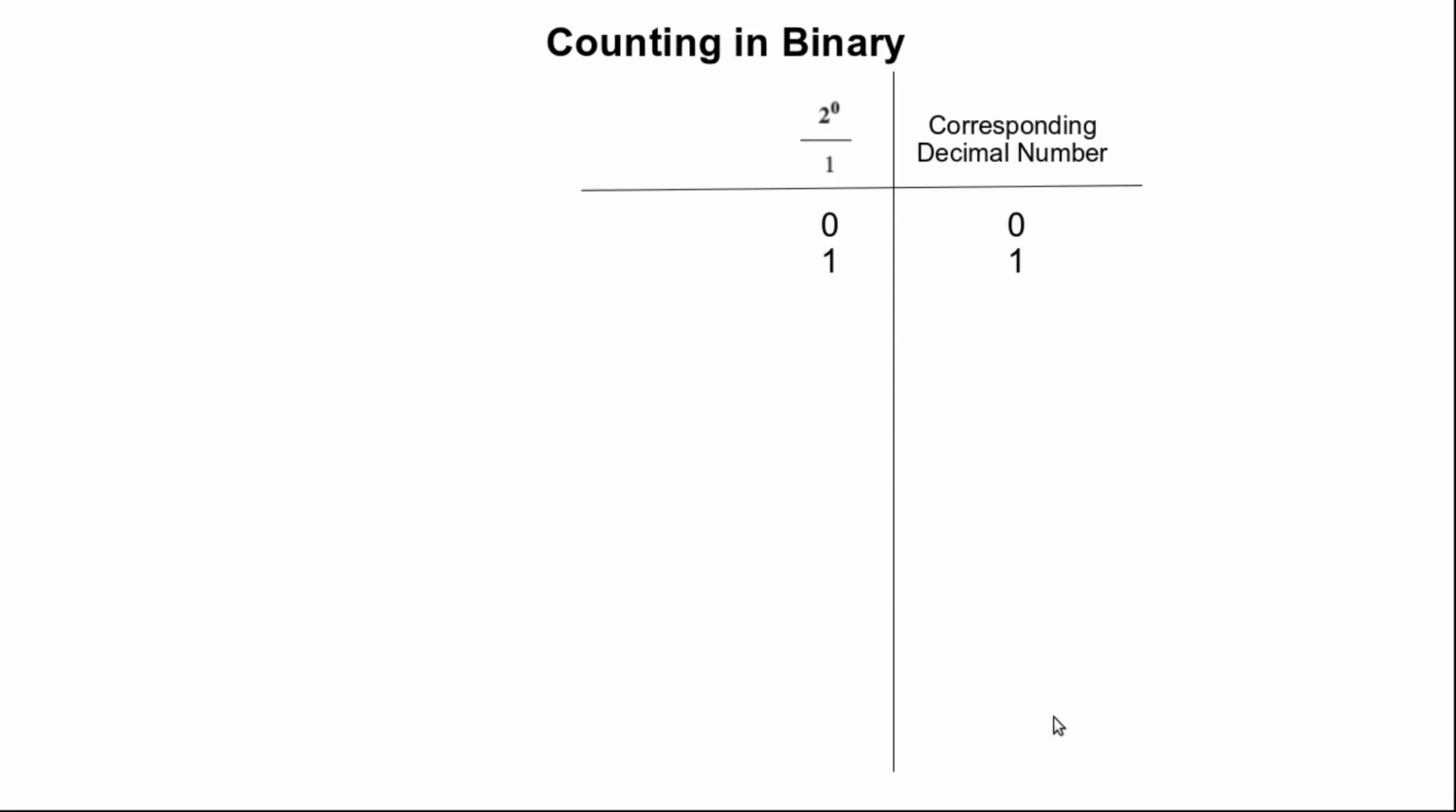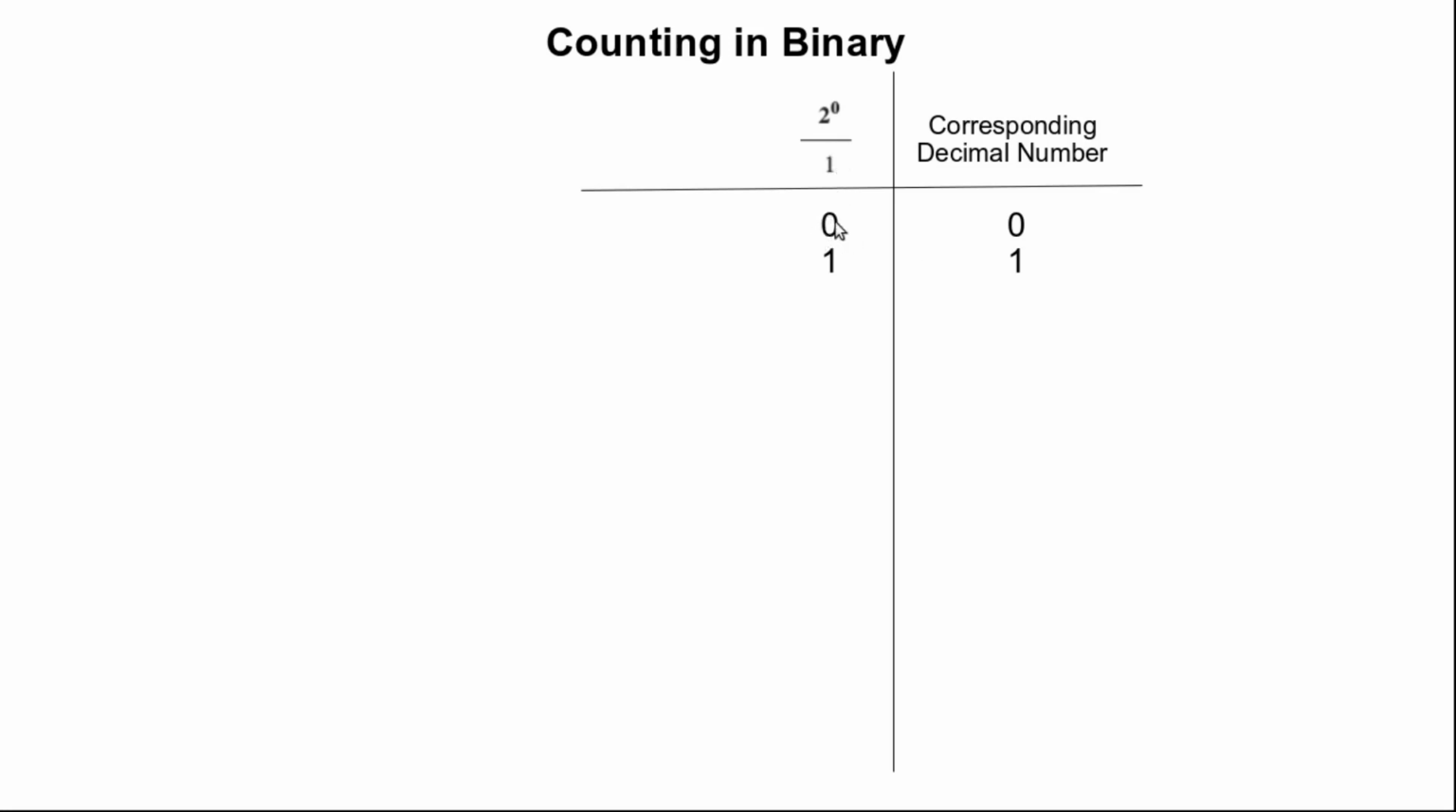Now how do we count in binary? Let's say we have only one bit, and we know that the bit will have the weight 2 to the power 0, which is equal to decimal 1. Now when we have only one bit, that bit can be either 0 or 1. These are the only two values we can put in that bit position, because we have only 2 bits in the binary number system.